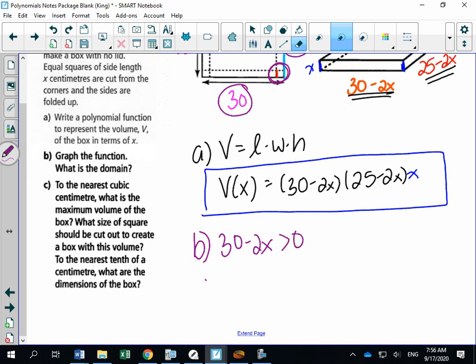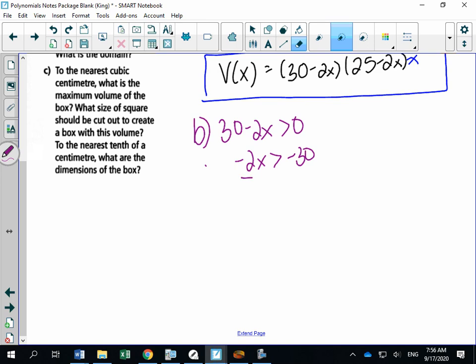So if I solve for this inequality, subtract 30 from both sides, and you get negative 2x is greater than negative 30. Then when you divide both sides by negative 2, remember what happens for Math 20-1 when you divide both sides of an inequality by a negative? Your inequality sign switches. So I have x is less than 15. That's going to be one piece of my domain. I'm going to use this for my domain.